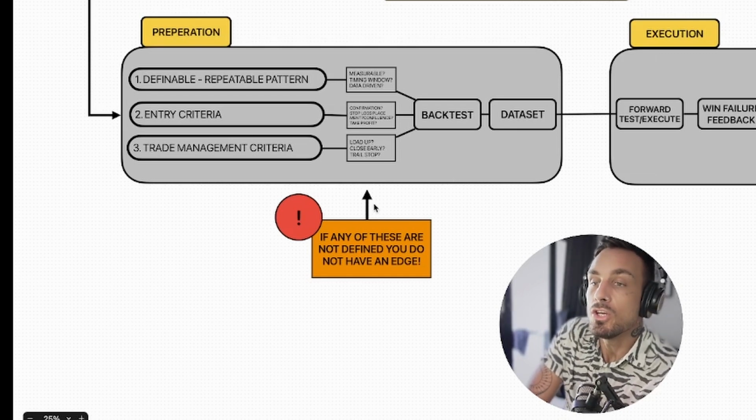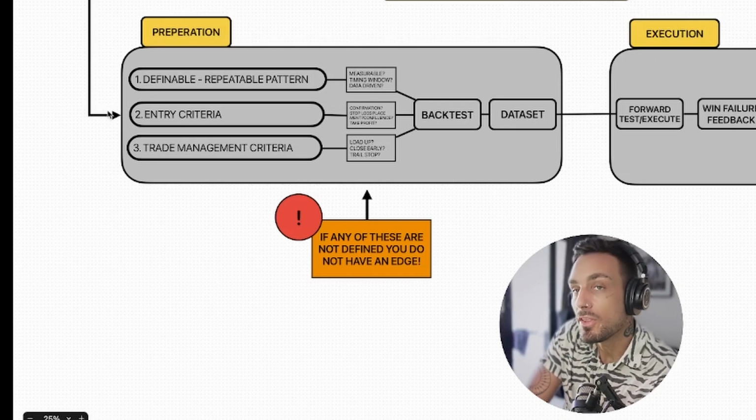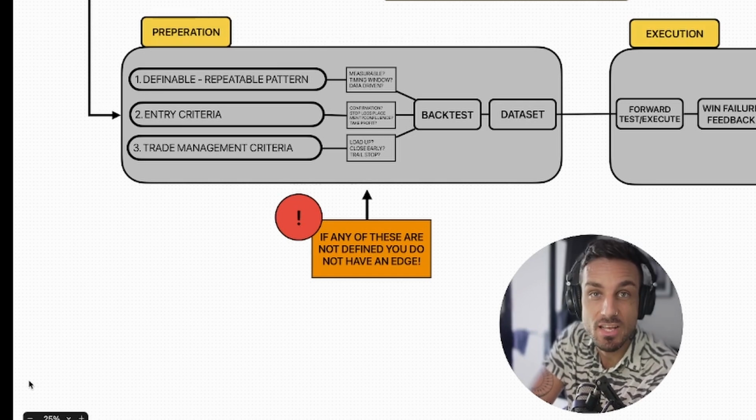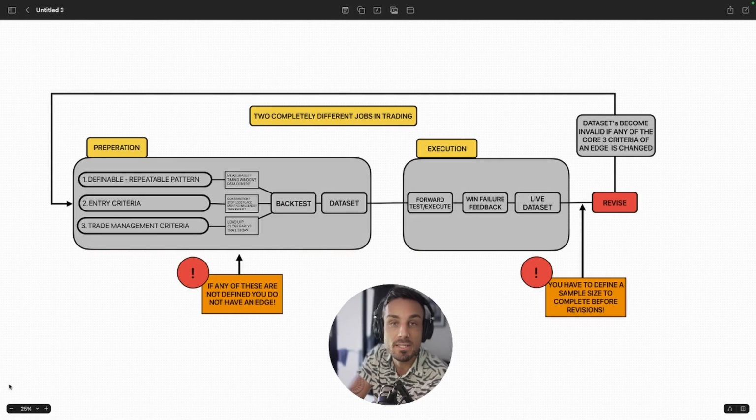Okay, so this is the preparation stage of trading. This stage is a completely different beast to the execution stage of trading. They are two completely different roles. They have completely different behaviors. They use completely different parts of your brain. They are two completely different people. This one is a scientist, a research-based scientist, where you are collecting data. You're an analyst, okay? Once you've got this edge, you then flip into an execution.